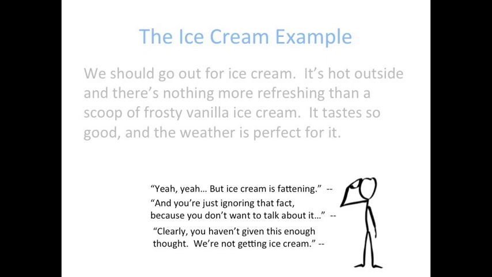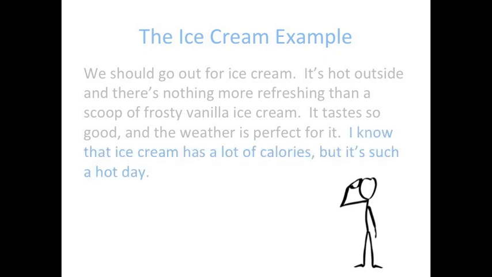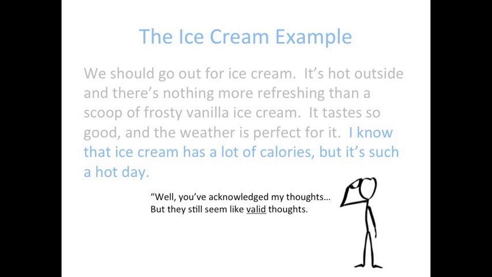Not interested. Now, if we continue and we include that counterargument here, we say, I know that ice cream has a lot of calories, but it's such a hot day. What have we done? We've mentioned the counterargument, and so the audience will think to themselves, okay, well, you've acknowledged my thoughts. At least I know you're thinking about them. But they still seem like valid thoughts, right? You even said it yourself, that ice cream has a lot of calories. So I don't want any more calories, and I don't want any ice cream. And your argument is not any better off. This is the most common mistake that students make.